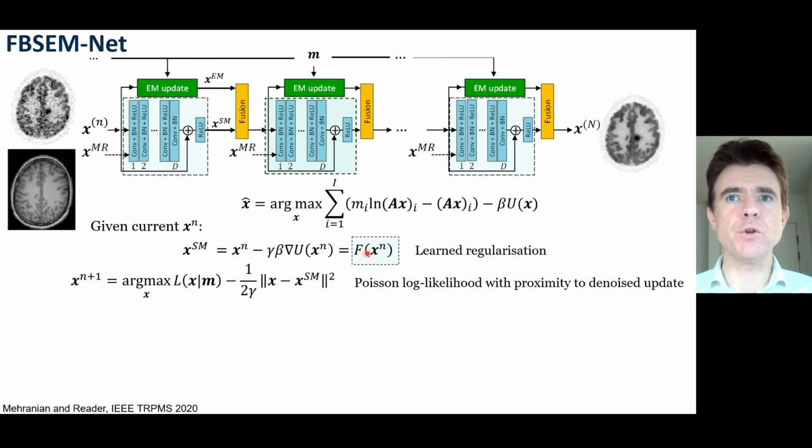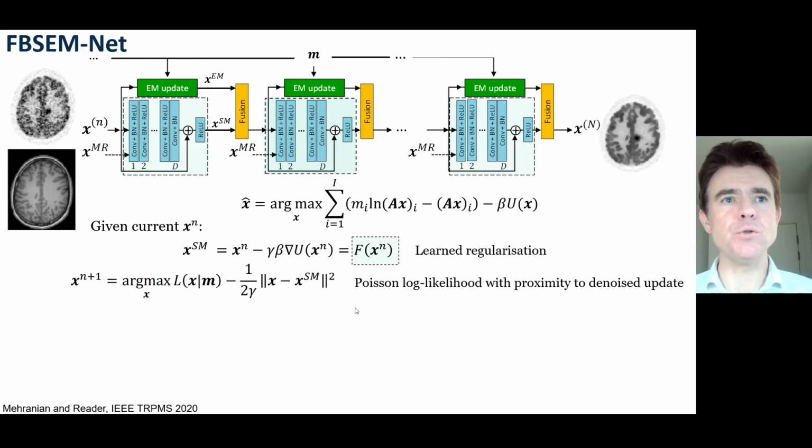Okay, so once we've got the gradient descent update based on the regularizing prior, we're now in a position to do a proximity operator where we're saying let's get our next update based on finding the X that maximizes the Poisson log likelihood, but with a penalty if that X drifts too far from the regularized update, from the gradient descent update according to the prior. So that's why I'm calling this Poisson log likelihood with a proximity requirement for the denoised update. So this is known as the proximity operator.